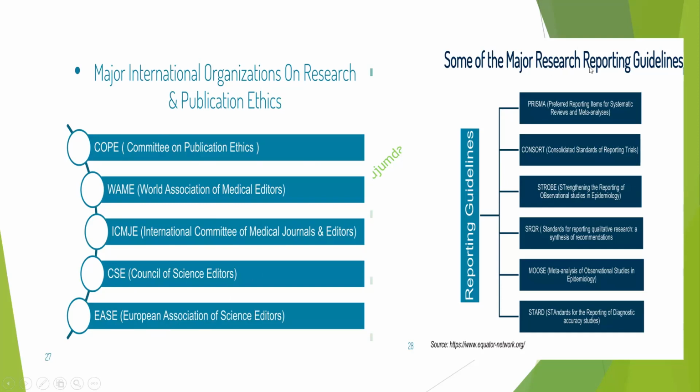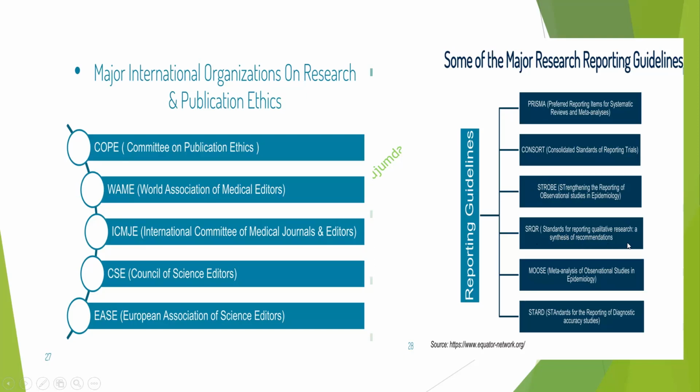Now there are some major research reporting guidelines which you can follow. First, PRISMA, that is Preferred Reporting Items for Systematic Reviews and Meta-Analyses. If you want to write systematic reviews or meta-analyses, you have to follow these PRISMA guidelines. Then CONSORT, which is Consolidated Standards of Reporting Trials. If you are going to work on trials, then follow the CONSORT guidelines. Then STROBE, that is Strengthening the Reporting of Observational Studies in Epidemiology. If you want to do research in epidemiology, you have to follow these guidelines. Then SRQR, that is Standards for Reporting Qualitative Research, a synthesis of recommendations.